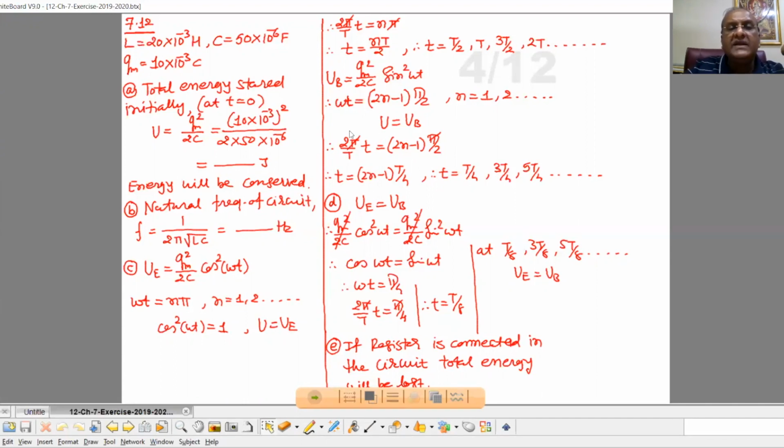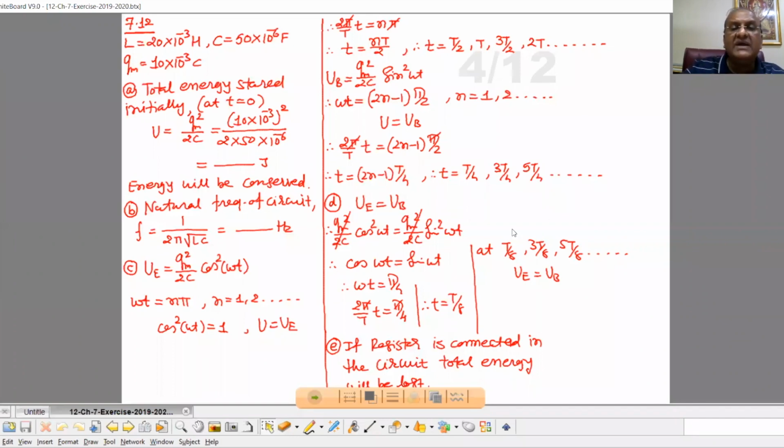Now, omega, that is 2 pi by T into small t, 2n minus 1 pi by 2, pi cancel, so small t, that is 2n minus 1 capital T by 4. So small t equal to T by 4, 3T by 4, 5T by 4, means at time T by 4, 3T by 4, 5T by 4, the total energy in the circuit, that is in the form of magnetic energy. Clear? Then question D. At what time is the total energy shared equally between the inductor and the capacitor?